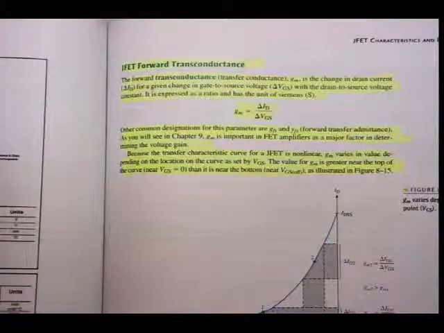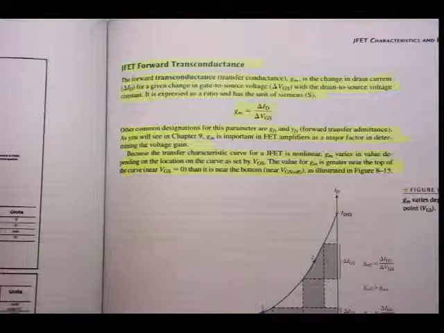Anyway, a datasheet normally gives the value of GM measured at VGS equal to 0 volts, GM0. For example, the datasheet for the 2N5457 JFET specifies a minimum GM0 or GFS of 1000 micromhos. Now the mho is the same unit as a Siemens, and a mho, can you see, is just ohm backwards because it's been flipped around. That's what a mho is. Same as Siemens, with a VDS of 15 volts.